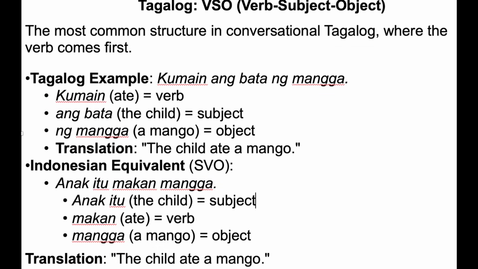While Indonesian Malay strictly uses subject-verb-object word order, Tagalog offers greater flexibility with verb-subject-object, verb-object-subject, and also subject-verb-object, depending on context, emphasis, and formality. The most common structure in conversational Tagalog is where the verb comes first. For example, Kumain ang bata ng mangga. Kumain, ate, ang bata, the child, the subject, ng mangga, the object. The Indonesian equivalent would be Anak itu makan mangga, just like in most European languages.